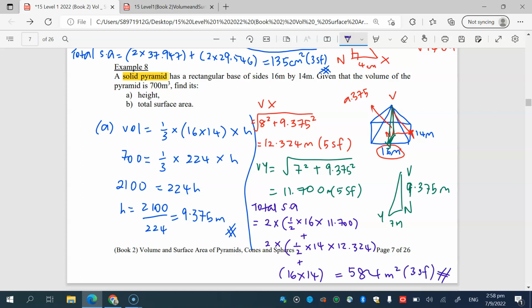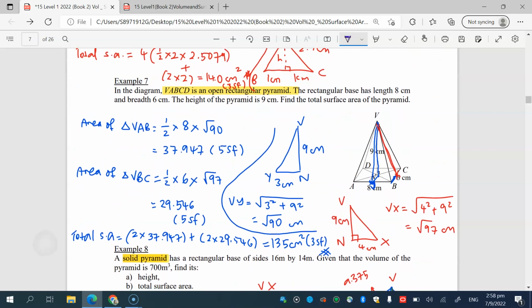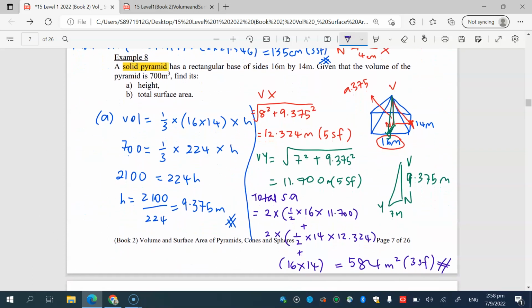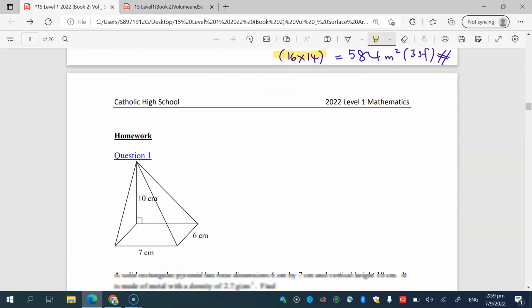Okay, it's a long question, but it's a good question, and it's very similar to the previous one. Just that the previous one was an open pyramid, so you didn't have to consider the base. But in example 8, it's a solid pyramid, which means the base exists. The rectangle at the bottom exists. So that's why you have the additional 16 times 14 also. So the final answer is 584 meters square. Alright, good. With that, we're done with the part on pyramids.